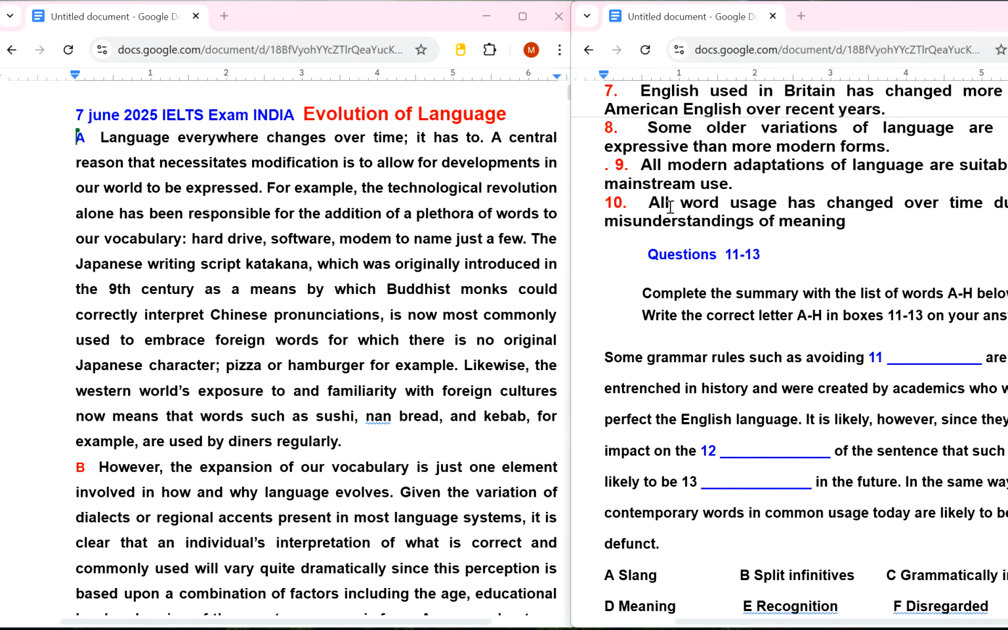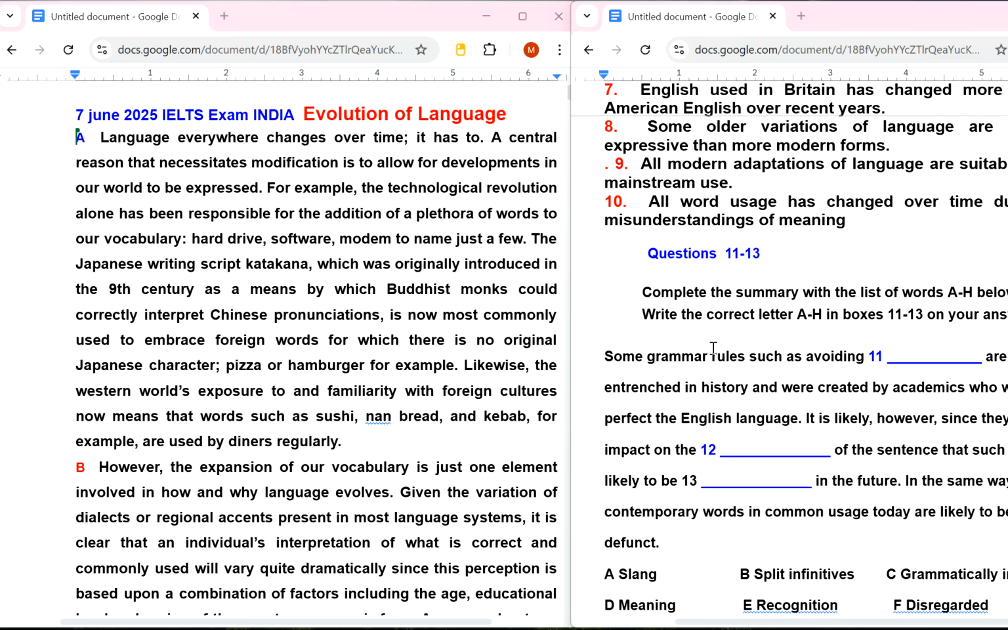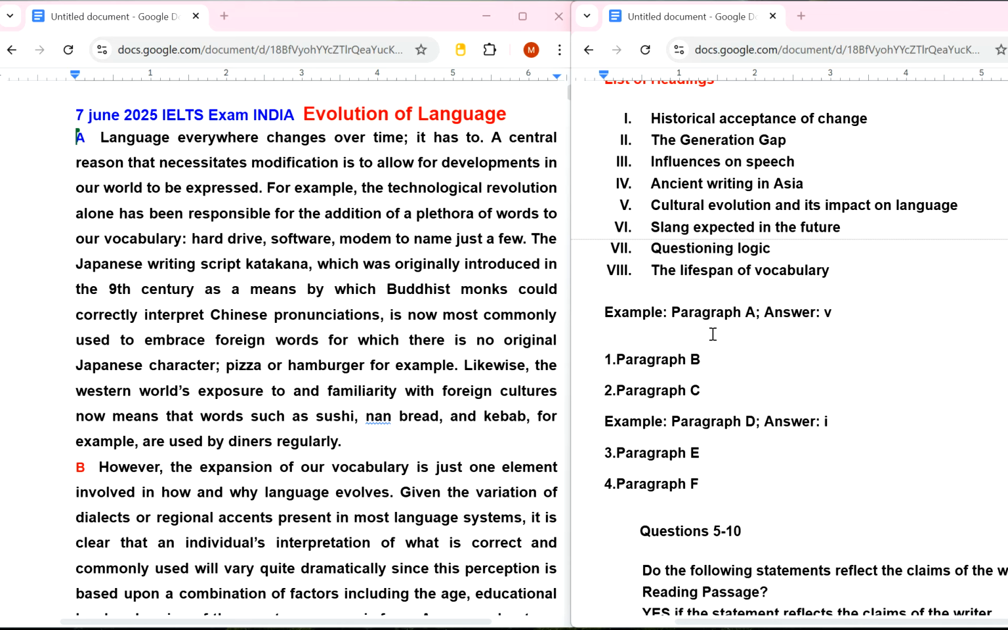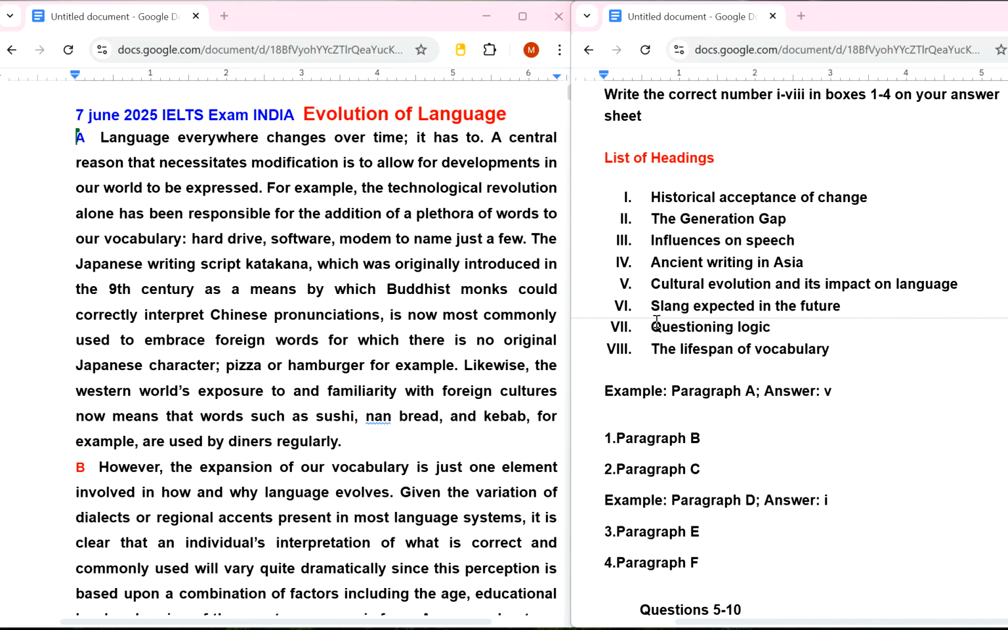So, you can see three types of questions: complete the summary with the help box, yes, no, not given, as well as list of headings. Okay, so let's start this reading without wasting time. I will be solving this reading in three parts. First I will be solving list of headings, but with proper tips and tricks.